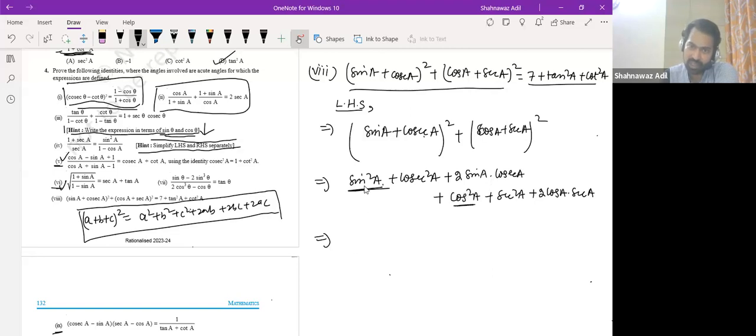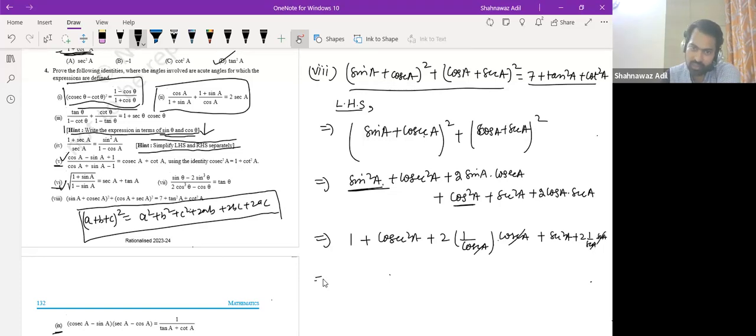Yes, absolutely right. And sin² A into cosec² A is also 1, plus 1. Then this is cosec² A, plus this is, as Abir said, 1 by cosec A into cosec A, so this cancels out. Then this is sec² A, and 2 times 1 by sec A into sec A also cancels out. So we have 1 plus 2, 3, plus 2, 5, and then sec² A.